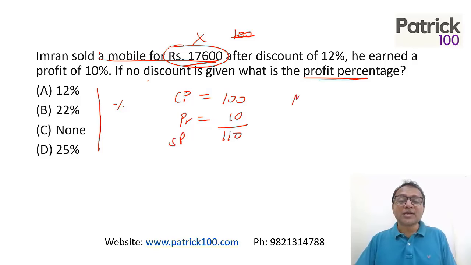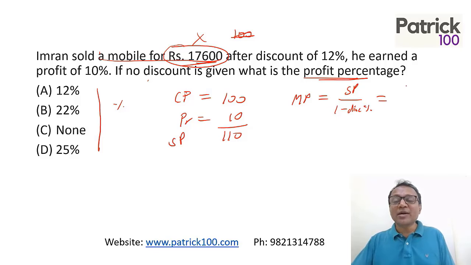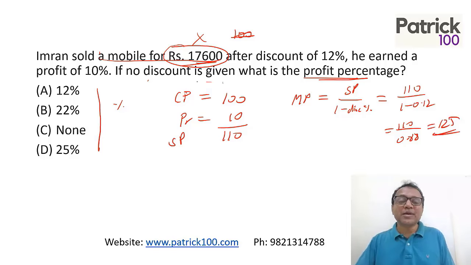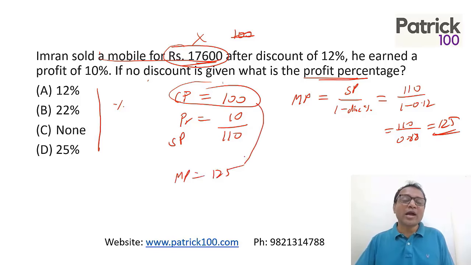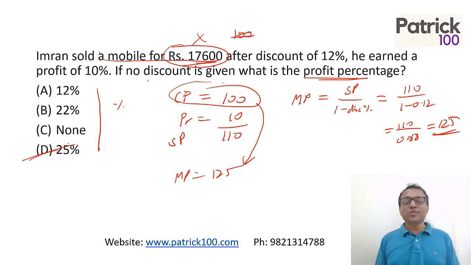Now you want mark price, right? So mark price, that's what will give you the price without discount. So selling price is 110, which is mark price times 1 minus discount percentage. Look at 110 upon 1 minus 0.12, 110 upon 0.88. Solve it. Look at it, becomes 125. That means my cost price is 100 and mark price is 125. If I don't give a discount, I will get a 25% profit. D option.